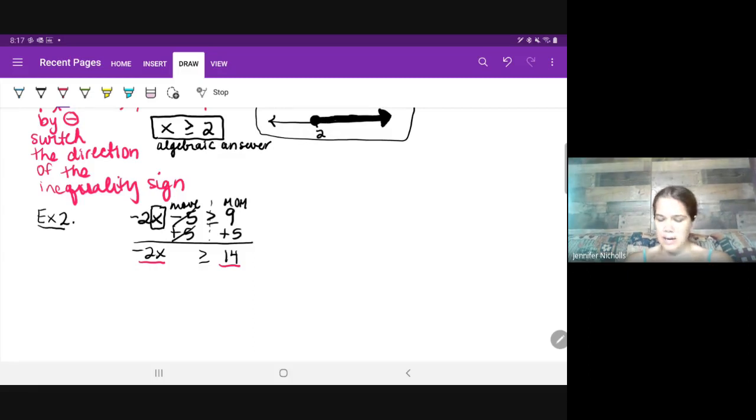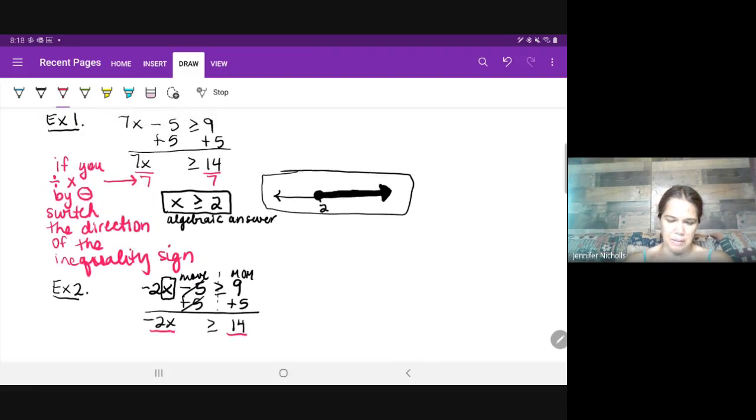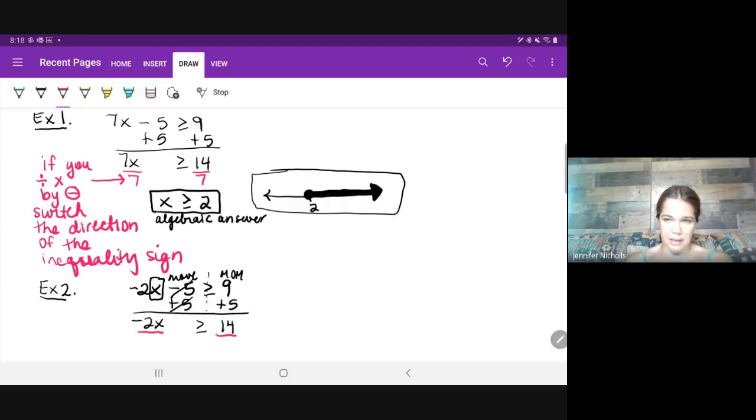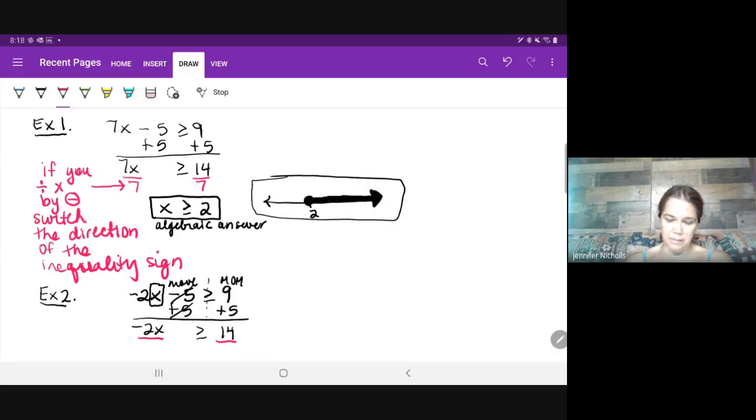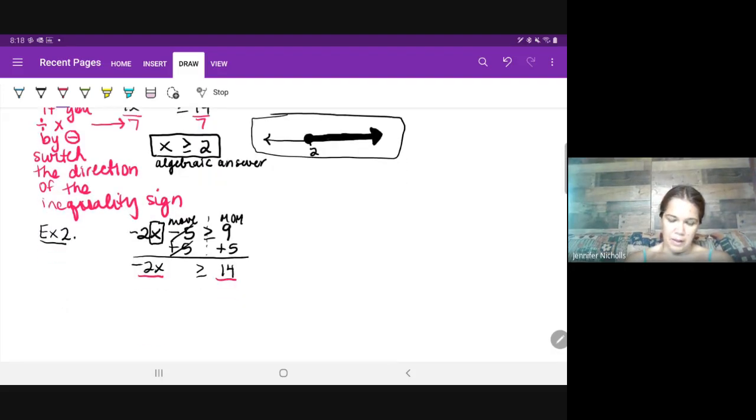Okay, Alex, are you writing down all your steps? I know some of your steps were missing in your other notes. Alex, can you make sure that you're writing all the steps? Okay, then what? You guys, then what?